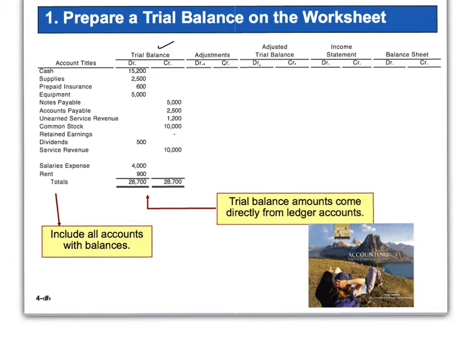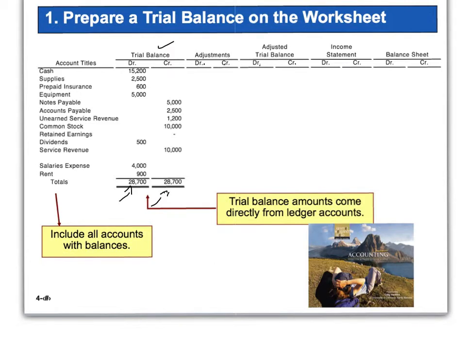Now to begin with, the trial balance. We're going to use this trial balance here of a small company. And we have a listing of the accounts: cash, supplies, prepaid. They have debit balances, so they're in the debit column. Notes payable, accounts payable, unearned service revenue. They have credit balances, so they're in the credit column. Notice, debits 28,700, credits 28,700.